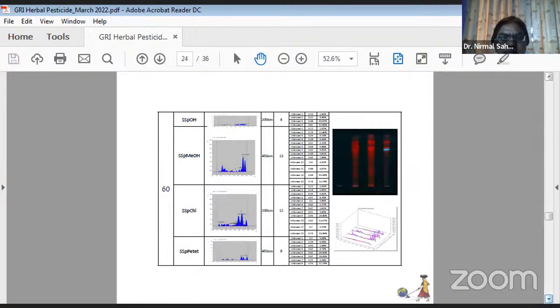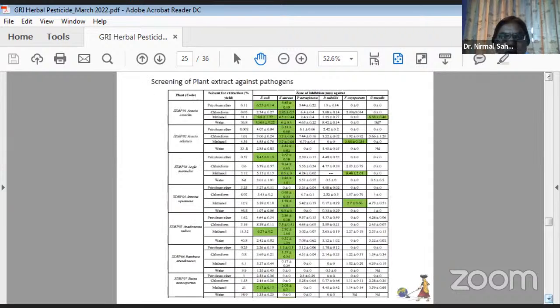These are the HPTLC bands of different plants. Here we have put the code of the plant. This is the aqueous extract, this is the methanol extract, this is the chloroform extract, this is the extract in petroleum ether of the same code number of the plant. Likewise, we have tested the efficacy of different extracts against different pathogens. So here, E. coli, then the other bacillus, fusarium, then this lago.